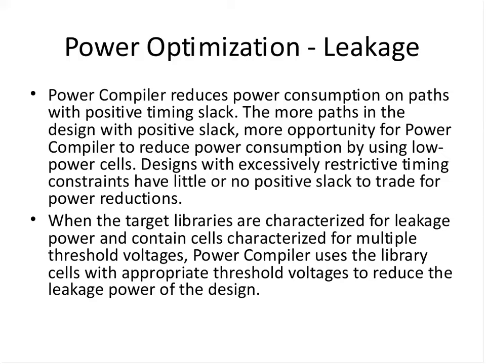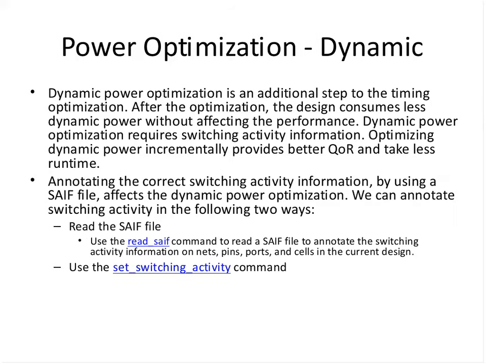When you have leakage power attributes available in the target libraries and you have cells with multiple threshold voltages, Power Compiler will use the library cells with appropriate threshold voltage to reduce the leakage power. For example, you have a high VT, a standard VT and a low VT, we call them HVT, SVT, LVT. What will Power Compiler do? It will choose HVT cells for all the non-critical paths. This will reduce the leakage power.